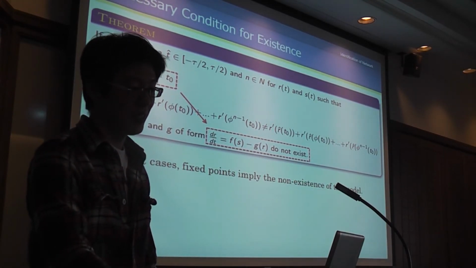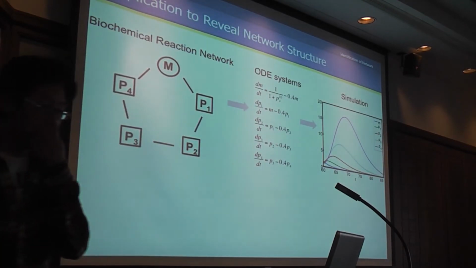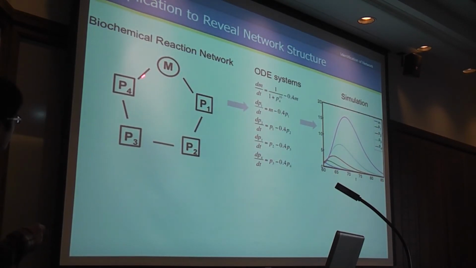Now let's apply this theorem to the toy model. So here is a biochemical reaction network that consists of a single negative feedback loop. So we convert it to the ODE system. Maybe you're now familiar with this one. This is the so-called Goodwin oscillator again, the famous one. And we simulate their time courses.